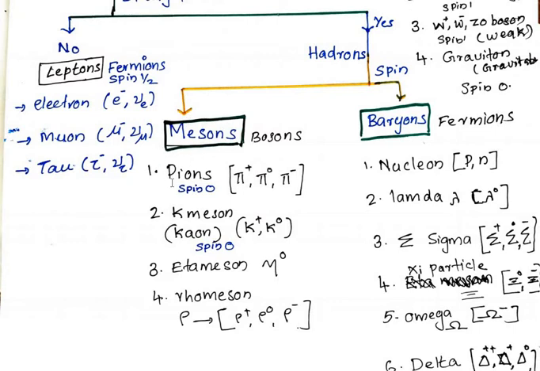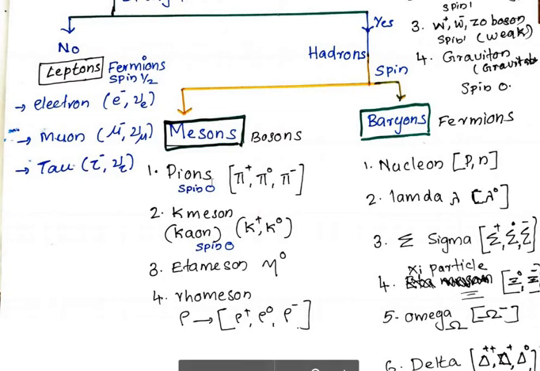So there are different mesons: pion, kaon, eta meson and rho meson, and this group is not complete, because a lot of mesons are present in our universe, so we will study only a few of them. These are the types of mesons: pions, K mesons, eta mesons and rho mesons.